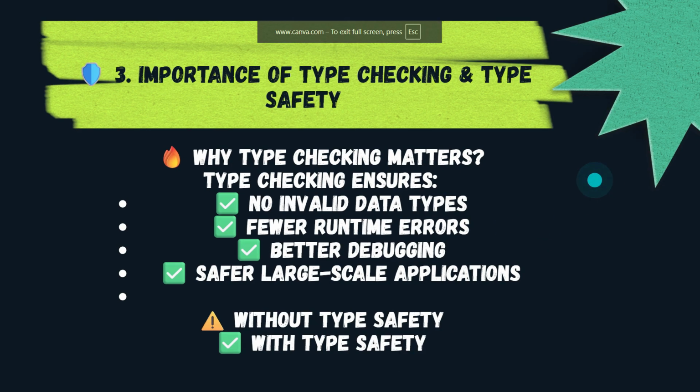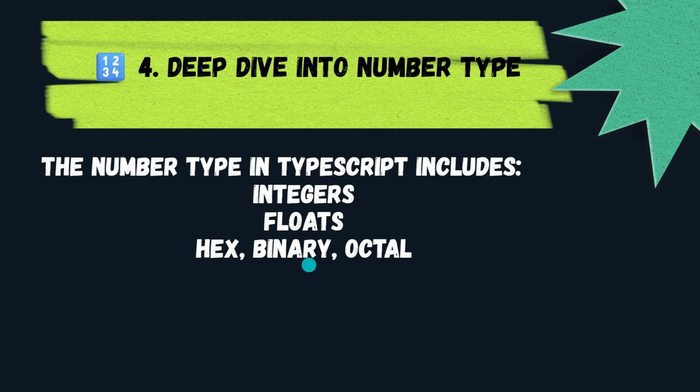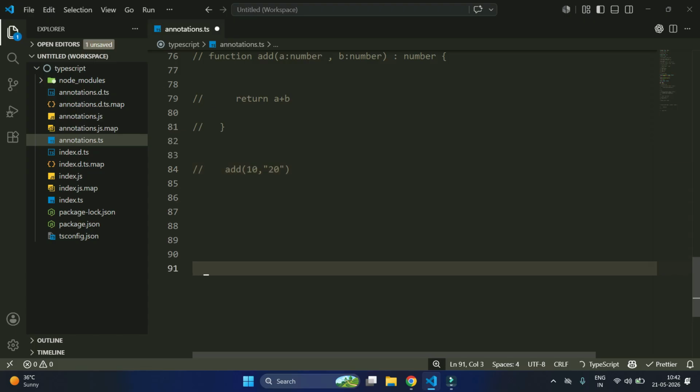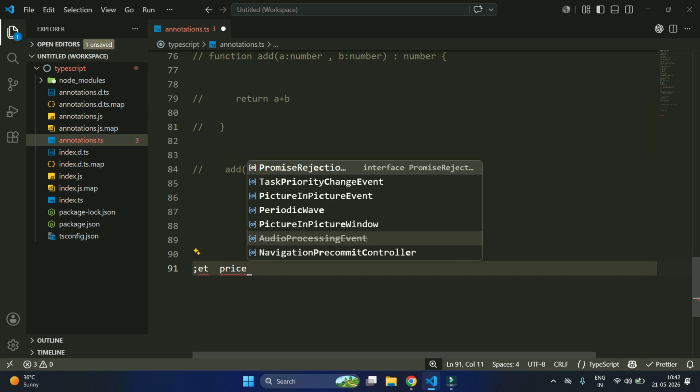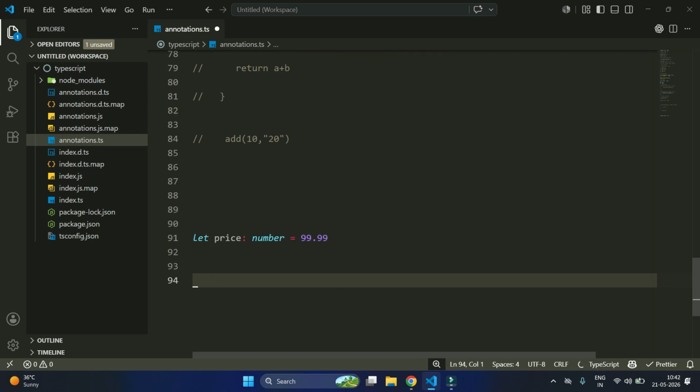Now the next one, it is about numbers. Here the number type in TypeScript includes integer, float, hex, binary, octal. We will check integer and float values only. So let's check it here. This one here, let price, and this is an annotation here. Let price, number, it is equal to 99.99. Then let quantity, that is a number, it is equal to 3.